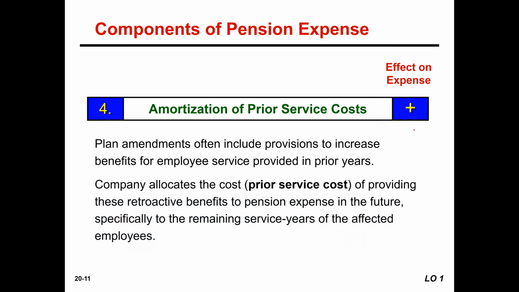Amortization of prior service costs. If we make any changes to the plan and have to retroactively calculate benefits for employees, then this would increase the pension expense. Plan amendments often include provisions to increase benefits for employee service provided in prior years. The company allocates the prior service cost of providing these retroactive benefits to pension expense in the future, specifically to the remaining service years of the affected employees.